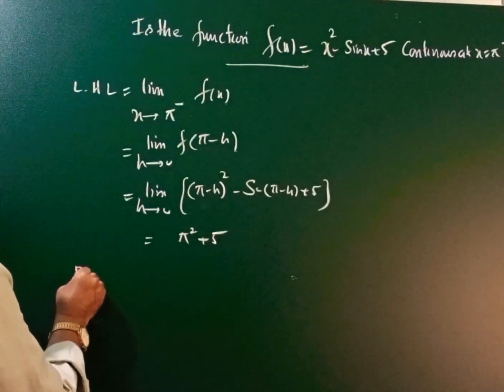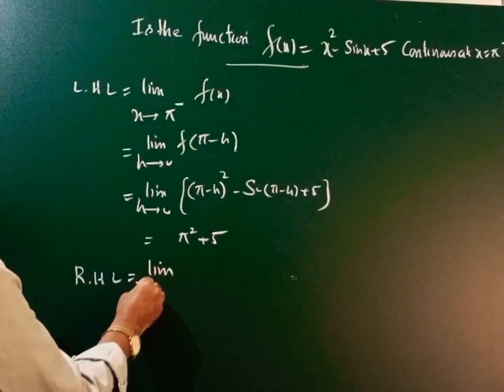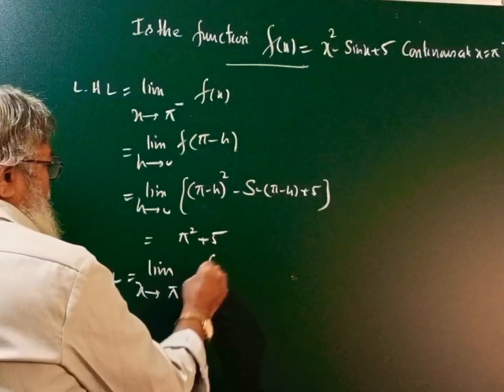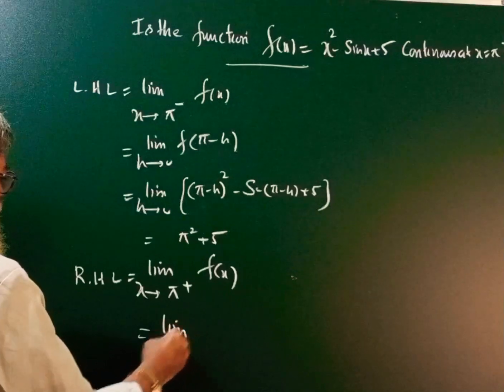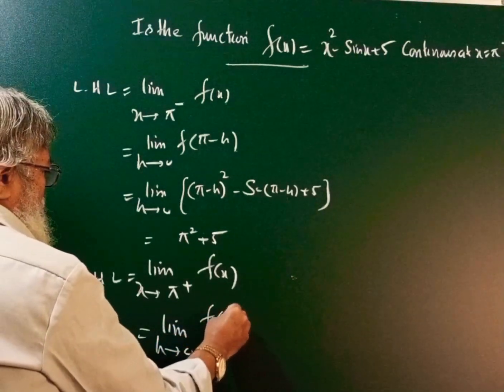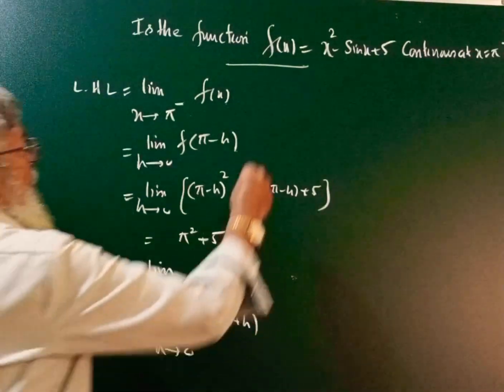Let us check for the right hand limit. Now limit x tends to pi from the positive side of f(x) is equal to limit h tends to 0, f of pi plus h, that is equal to here.